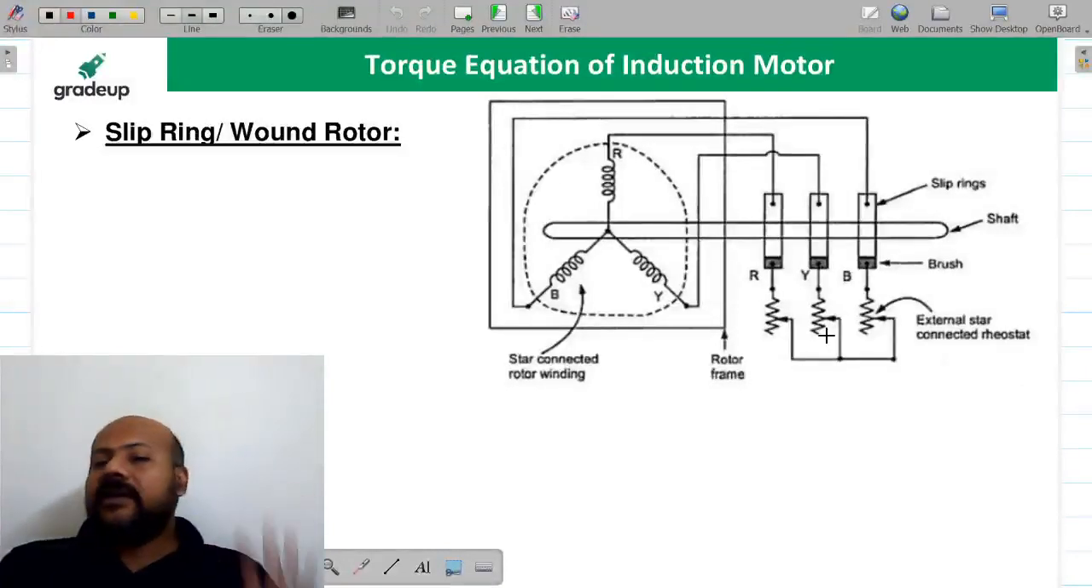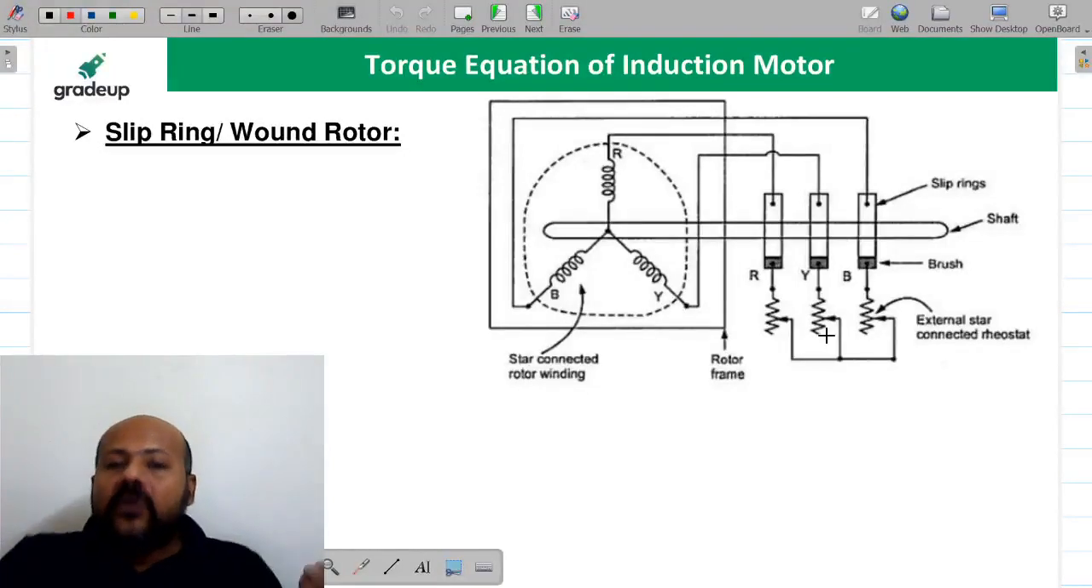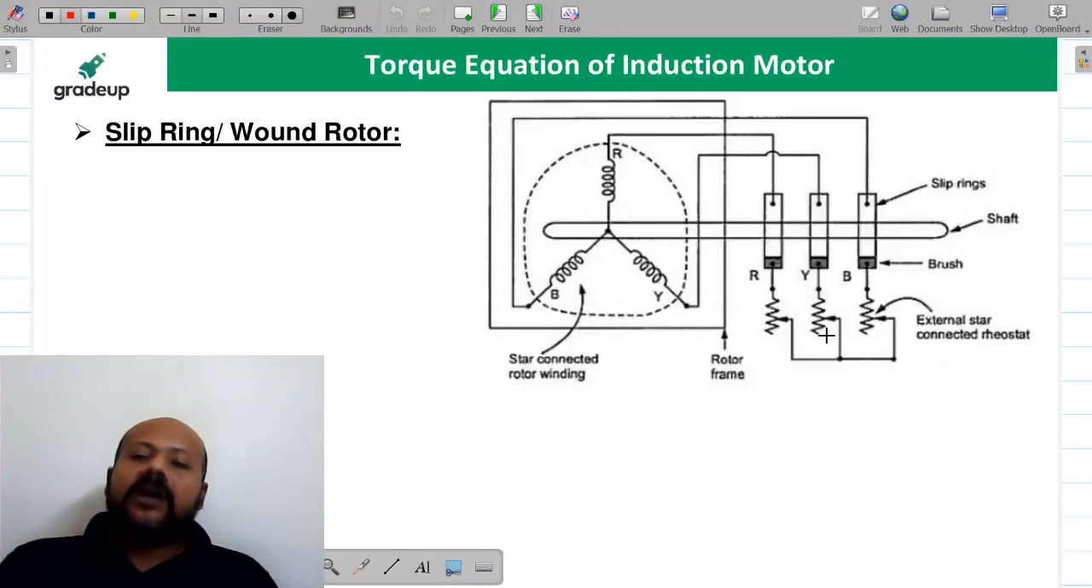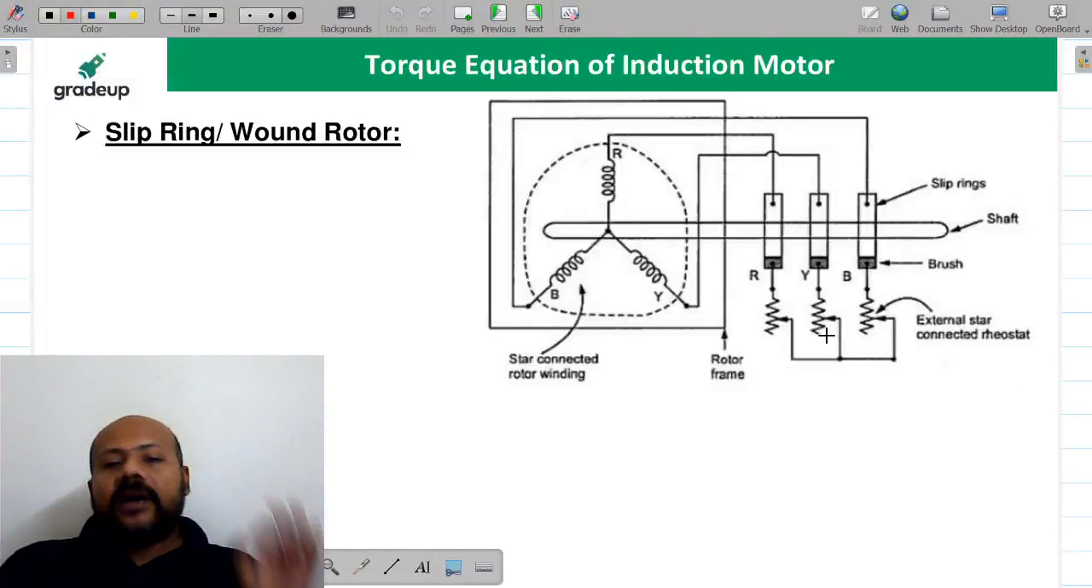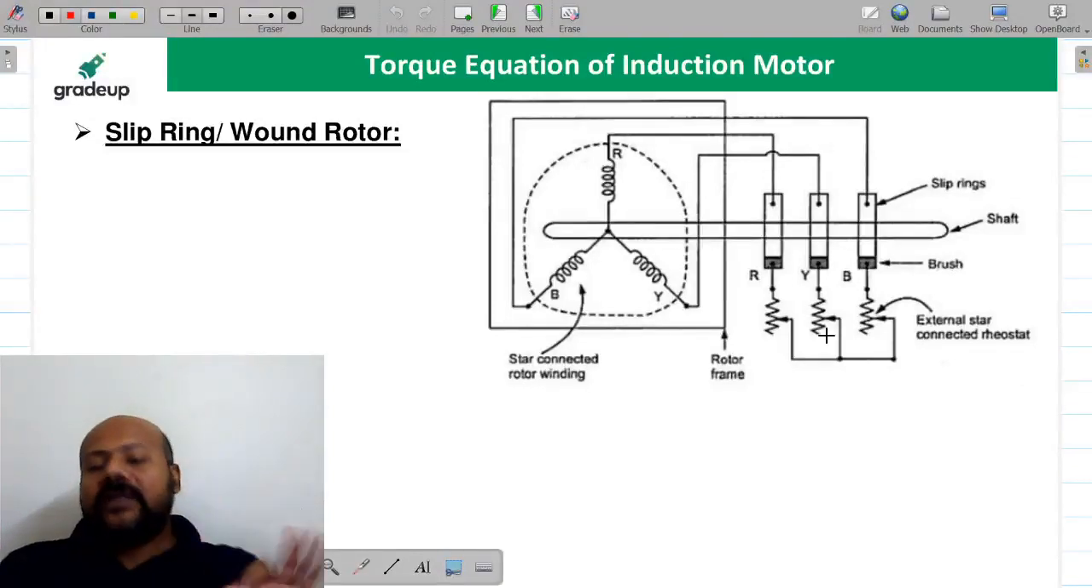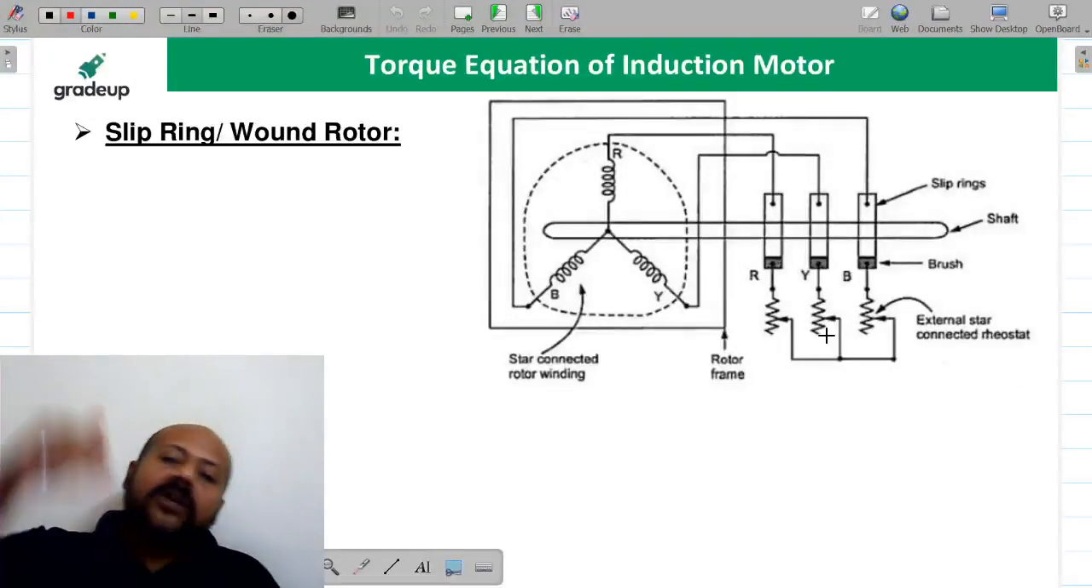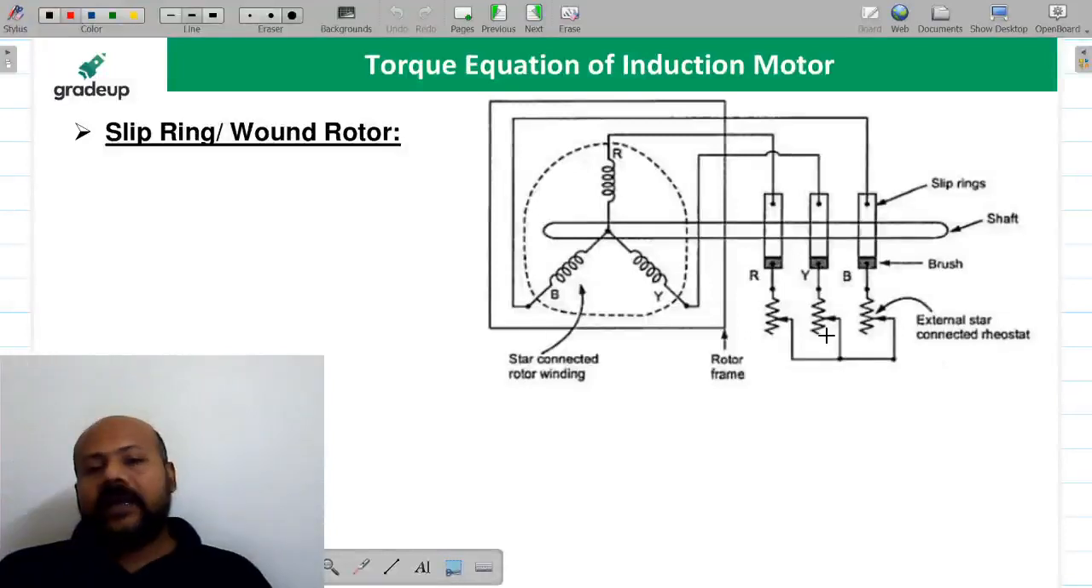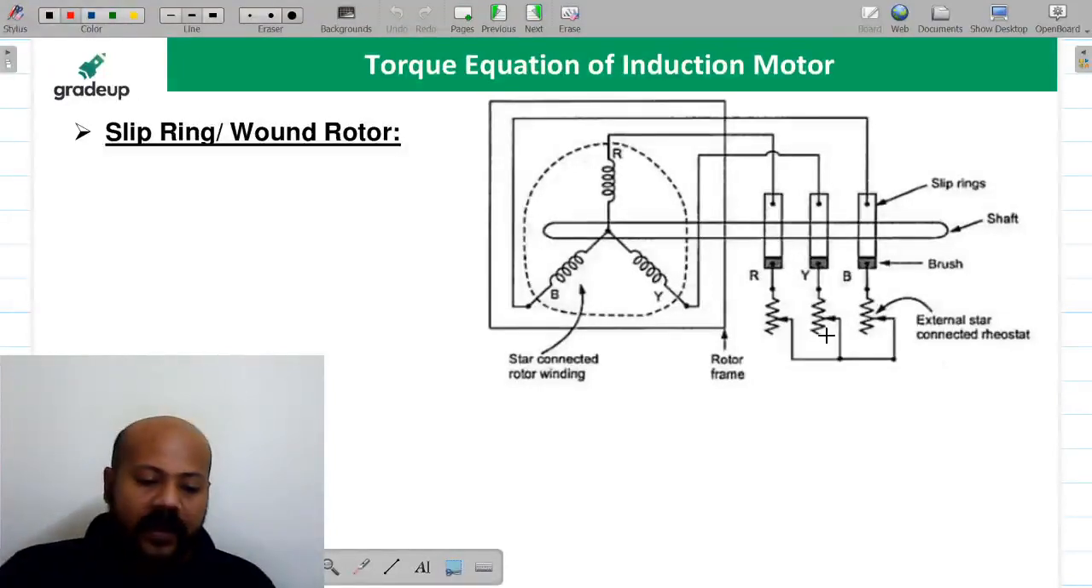Why are they connected in star? Because at the starting time you want to include some starting resistances. What is the reason? That we will understand later on when we discuss different things. But the point is that your slip ring or wound rotor induction motor windings are going to be connected in star to facilitate the insertion of external resistance at the time of starting.